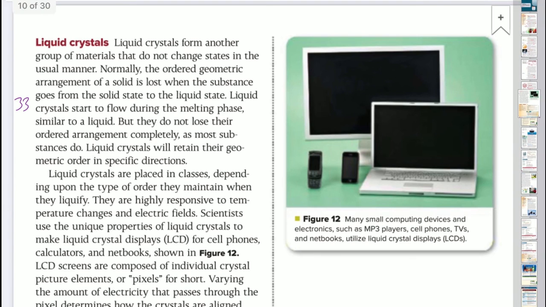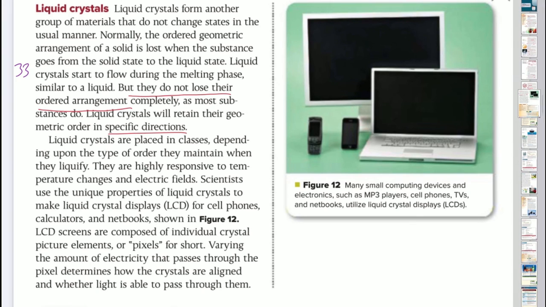Liquid crystals. Liquid crystals form another group of materials that do not change states in the usual manner. Normally, the ordered geometric arrangement of solids is lost when the substance goes from the solid state to the liquid state. Liquid crystals start to flow during the melting phase, similar to a liquid, but they do not lose their ordered arrangement completely, as most substances do. Liquid crystals will retain their geometric order in specific directions. Liquid crystals are placed in classes depending upon the type of order they maintain when they liquefy. They are highly responsive to temperature changes and electric fields.